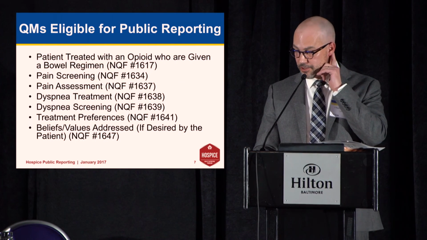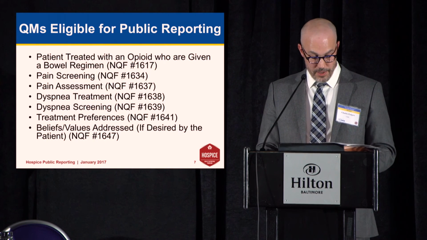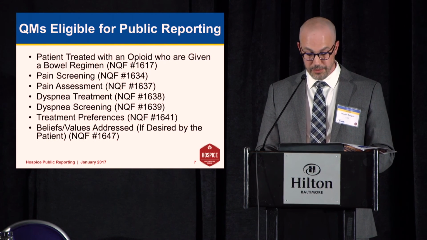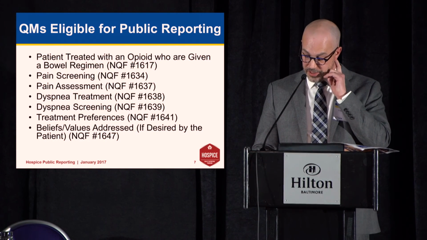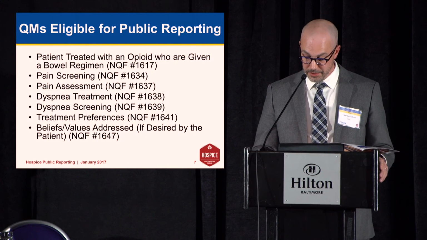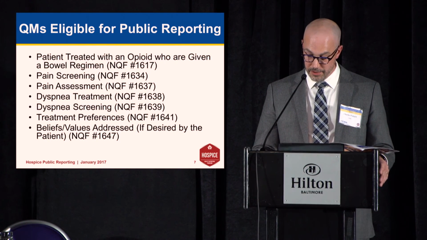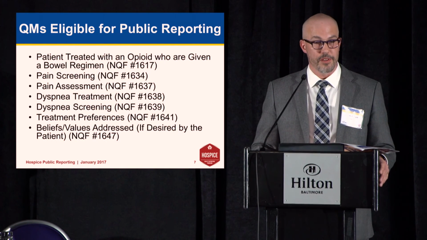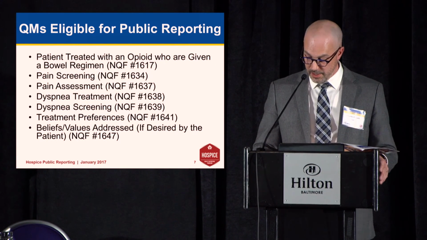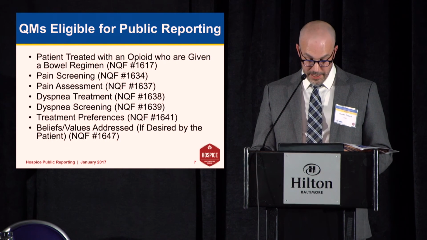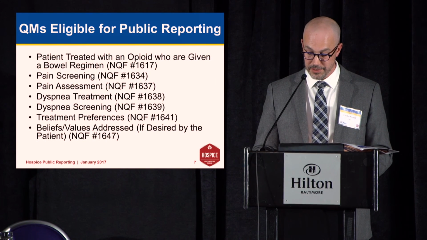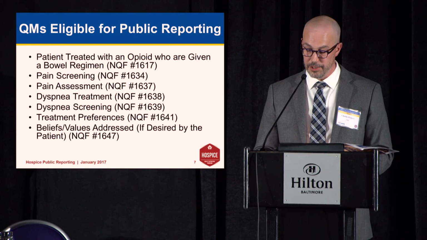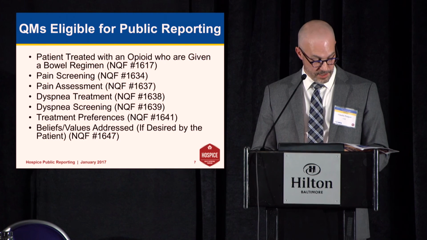These following 7 measures will be, however. The patient treated with an opioid who is given a bowel regimen will be reported as a percentage of patient stays with vulnerable adults treated with an opioid that are offered or prescribed a bowel regimen, or that there's documentation as to why this was not needed. Pain screening will be reported as percentage of hospice patient stays during which the patient screened positive for pain and received a comprehensive assessment of pain within 1 day of screening.